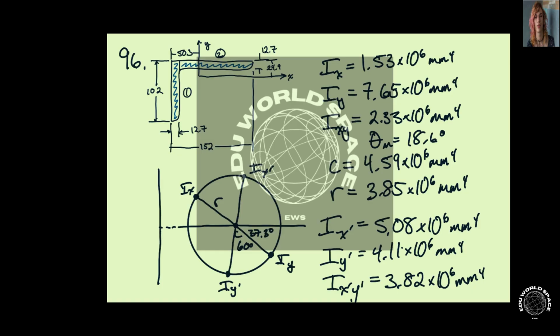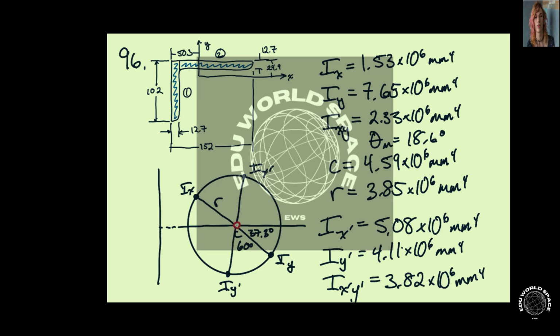And this angle here is twice this. And so that is 37.3 degrees. And we want to rotate clockwise about the axis about 30 degrees. So we need to go 60 degrees around Mohr circle. So this becomes 97 degrees here.